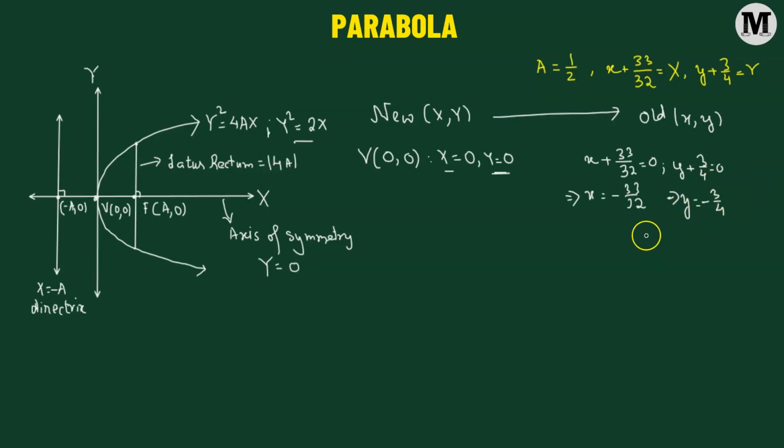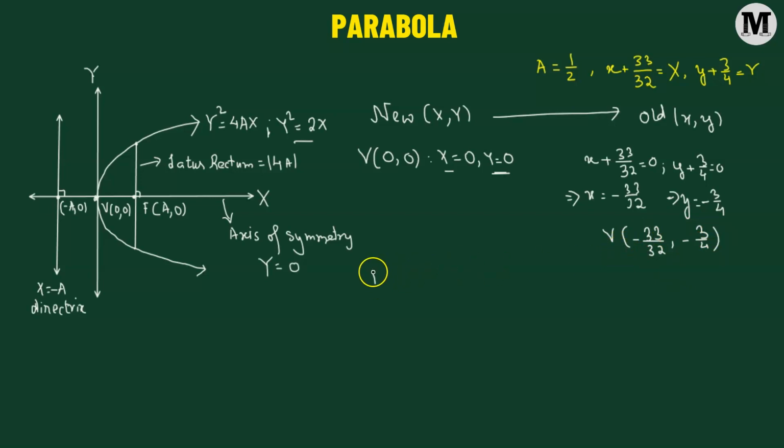So that means the coordinates of the vertex with respect to the old coordinate system are negative 33 over 32 for the x coordinate, and negative 3 over 4 for the y coordinate. So we have successfully obtained the vertex of the parabola.